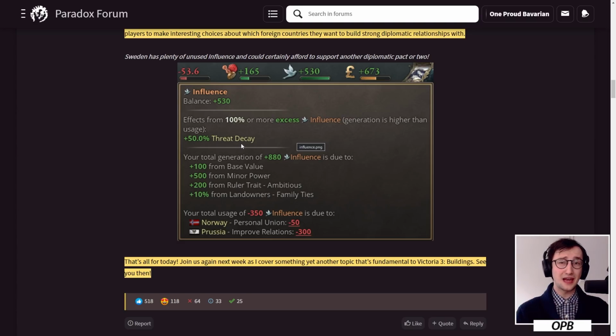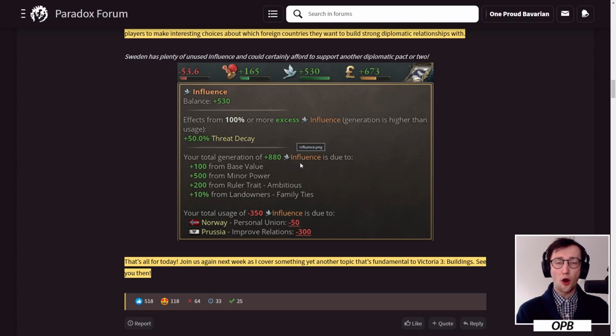Now, threat is no longer in the game, it's infamy, so I assume it's an infamy decay. Your total generation of influence stems from a base value, where you are guaranteed to get 100. Then your power status, where you get 500 from being a minor power, 200 from the ruler trait ambitious, meaning your ruler traits can be positive and negative, and then plus 10% from landowner's family ties. That is one of the landowner traits, an interest group that supports you directly and is giving you this benefit. I like this a lot.